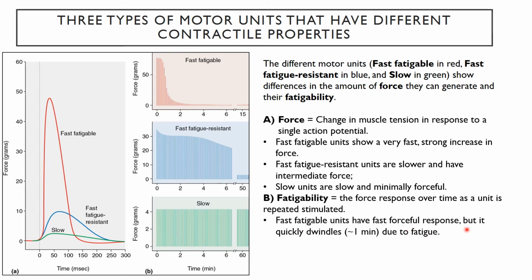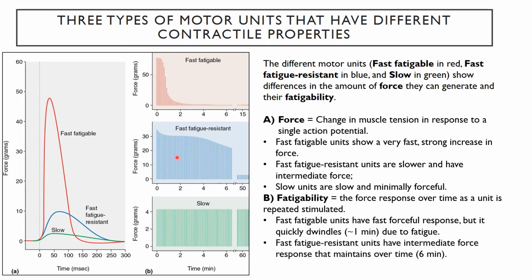So the fast fatigable units, they have a fast forceful response, but it quickly dwindles within about a minute. The fast fatigue resistant neurons, however, they can hold some force for some time. And you can see it's not quite as much as the fast fatigable. But the fast fatigue resistant, they are resistant to fatiguing very quickly, and it can be maintained over several minutes. In this case, you can see it starting to fade out at 6 minutes. But if you're pushing this neuron, this motor unit, out to 50 minutes, now it's completely fatigued and it can hold barely any force at all.